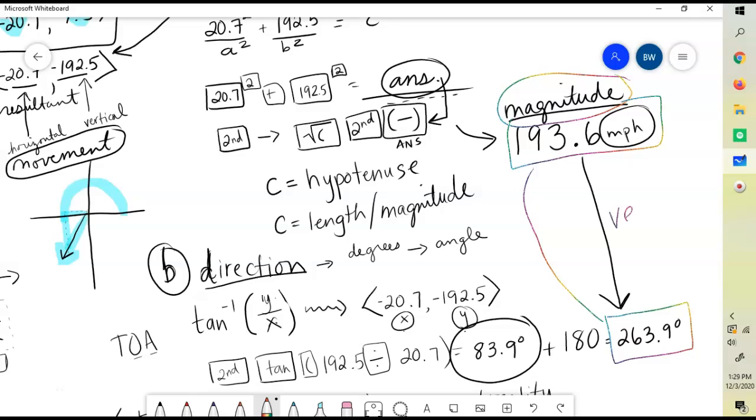So we have achieved vectorhood. And we win. That's the end.